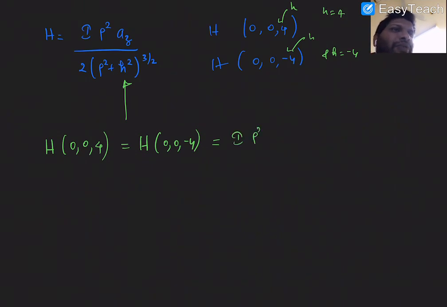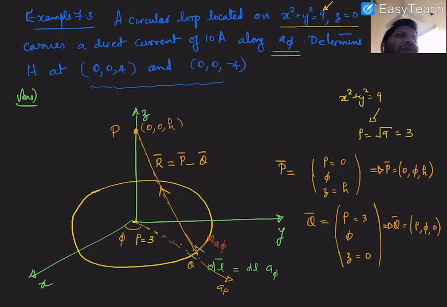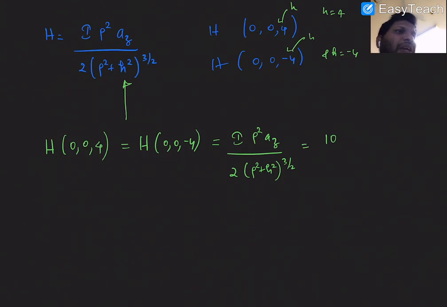I will just give the formula again: plus AZ divided by 2 into (rho square plus h square) whole power 3 by 2, which is equal to, what is I? Let me check the question. Okay, 10 ampere.